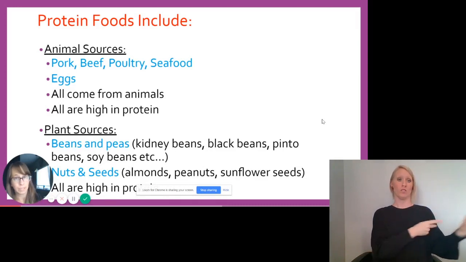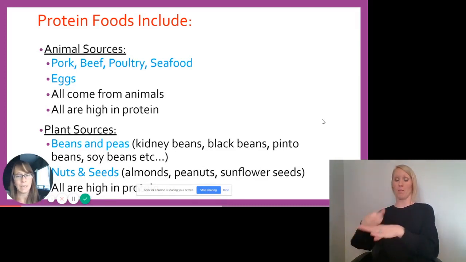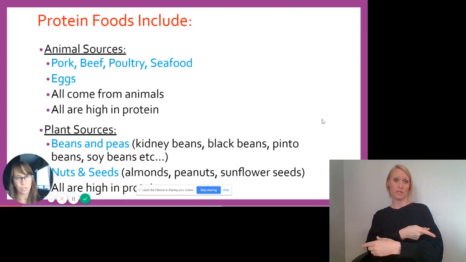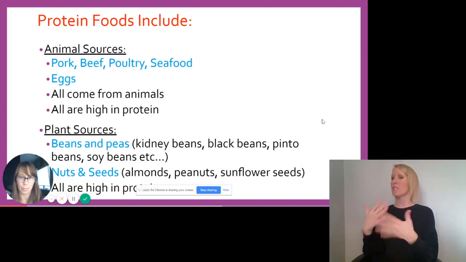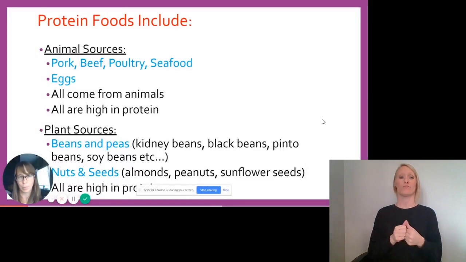Then we have plant-based proteins. Beans and peas are the highest concentration of protein for our plant-based ones. You also have nuts and seeds, like almonds and peanut butter, any nut butters, which are also high in protein, but they're called our incomplete proteins. We'll talk a little bit more about what complete versus incomplete means, but just think animal, plant. So there are two different sources that these come from.